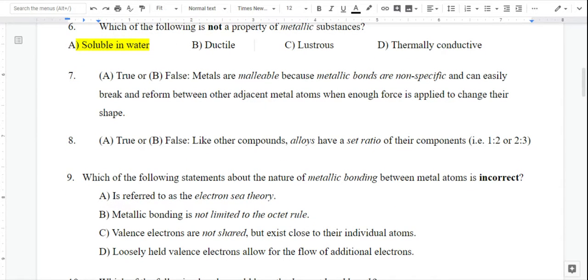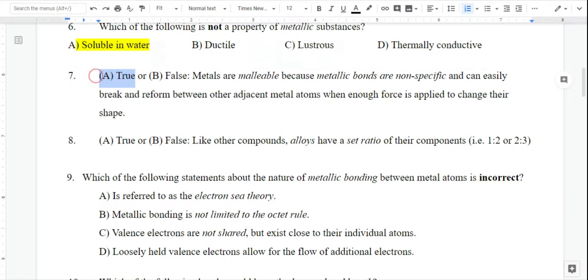Metals are malleable because the metallic bonds are non-specific. That's really important. As opposed to covalent, electrostatic, where the bonds are very specific, they have to be attached in a very definitive way. Metals, they just need to be near another metal, and that electron sea theory allows their electrons to disperse, and that does allow them to be plastic in that they can be shaped.